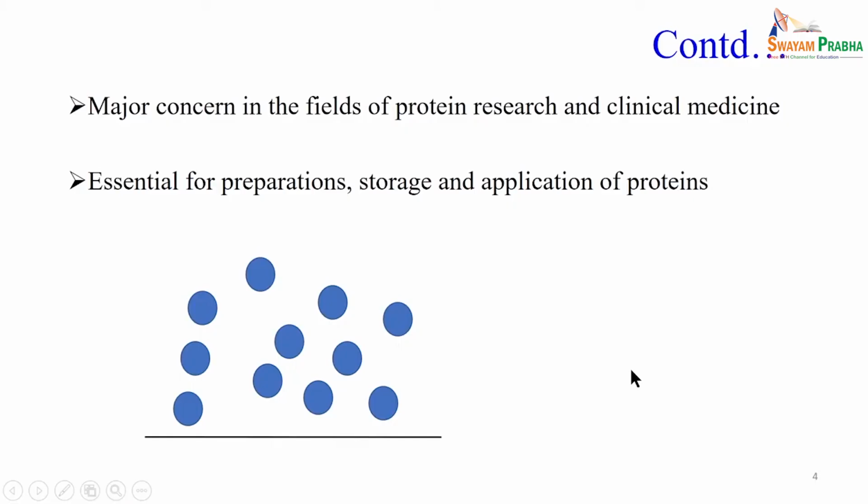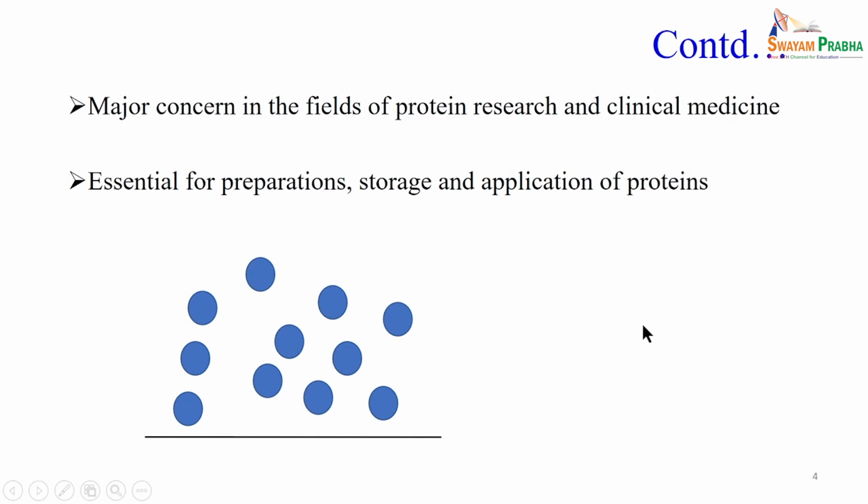Now, if there is unfolding, it means there is some loss of secondary structure, typically the loss of alpha helicity. And during aggregation, as hydrophobic patches come together, there is a formation of more and more beta sheets.